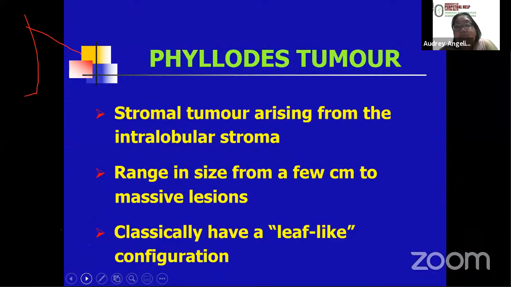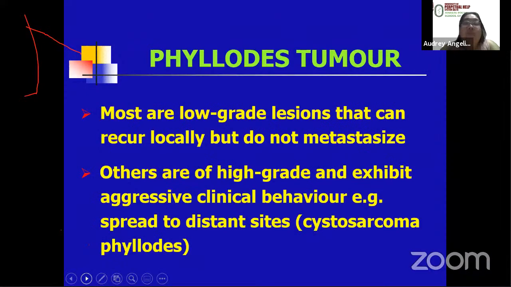Okay. So some special breast masses would be your Phyllodes tumor. This is a stromal tumor arising from your intralobular stroma. So this ranges in size from a few centimeters to massive lesions. Classically, you have a leaf-like configuration, hence the name Phyllodes. Most are low grade, which can recur locally but will rarely metastasize. Others are of high grade, exhibit aggressive clinical behavior, and spread to distant sites. So this would be your cystosarcoma Phyllodes.